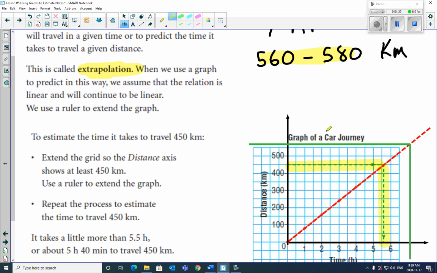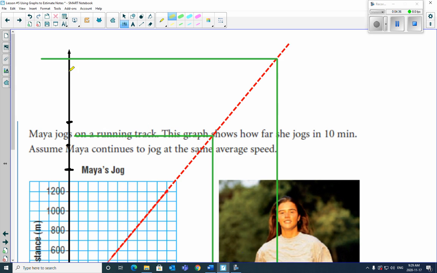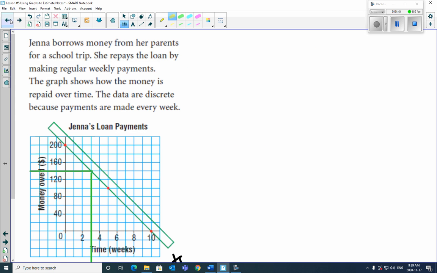Okay, that's just a basic rundown of the lesson. The next 3 pages: this one here on Jenna borrowing money, and this one you'll see an example. It's interpolation and extrapolation, and then these graphs, interpolation and extrapolation. That's your homework for this one. I want you to do those three questions. Okay.